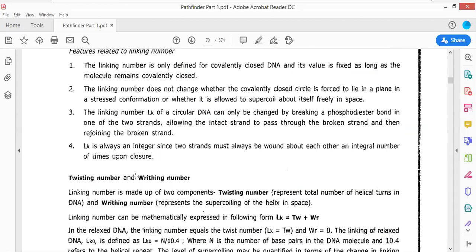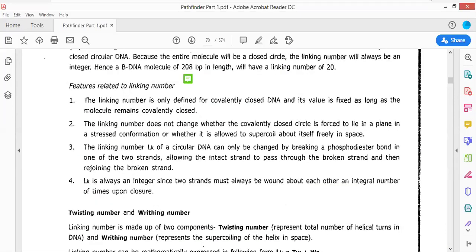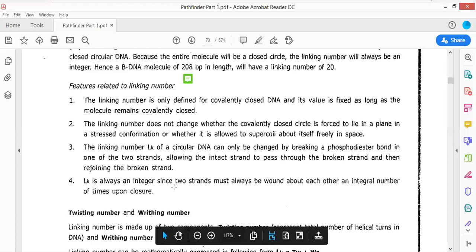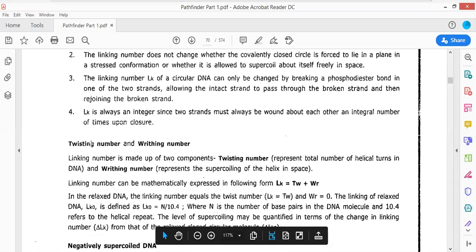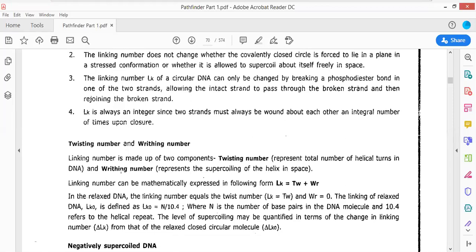Now moving forward, features of the linking number. Linking number is an integer value. It cannot be fractional. I have already told you it is an integer. It is the sum of two components, the twist and the writhe. I have already told you what twist is. The number of times a DNA is wrapped over itself is twist. The number of times the superhelix of the DNA crosses over itself is referred to as writhe.